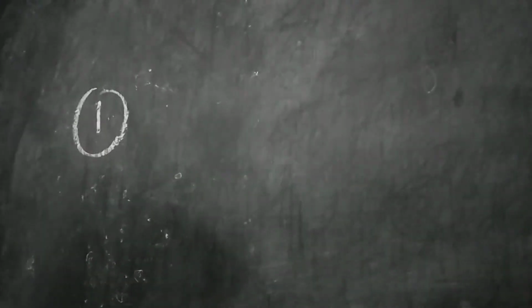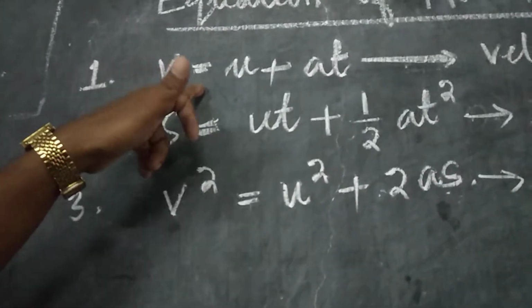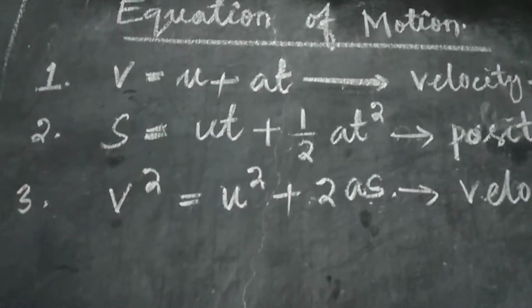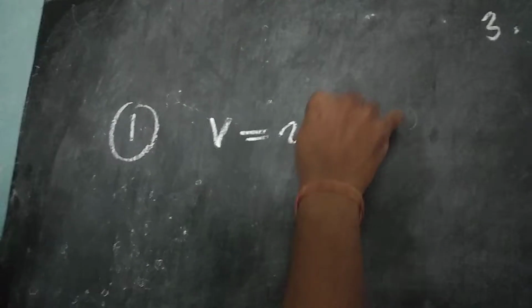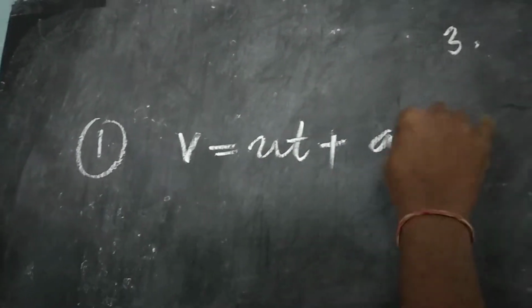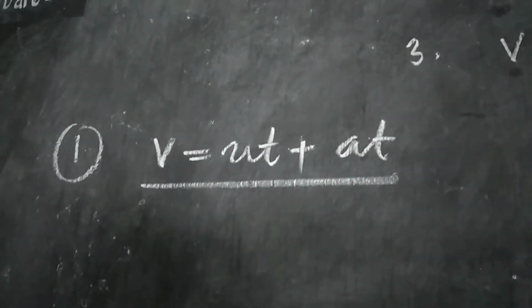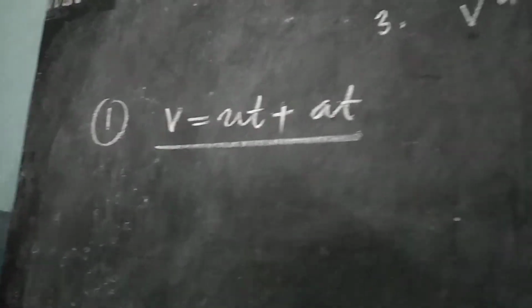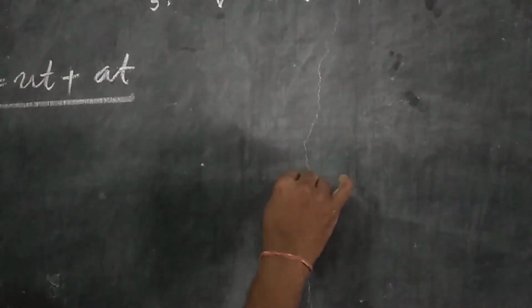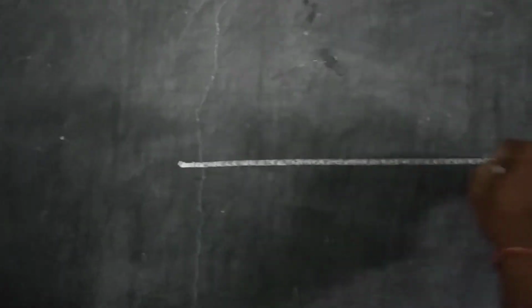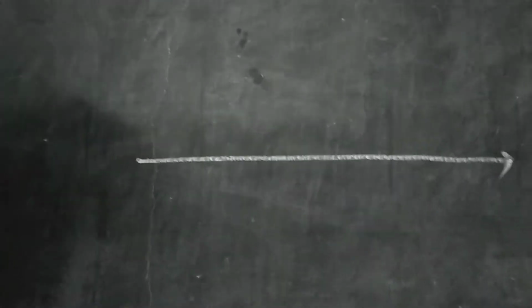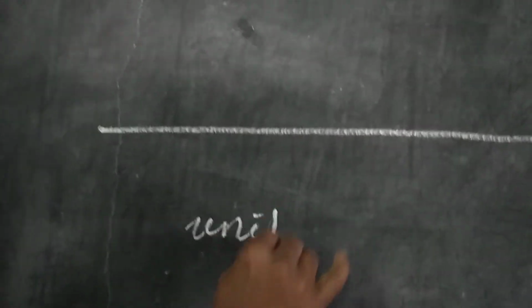First we will discuss the first equation of motion, that is v equals u plus at. For this one we have to draw the graph, because the object is moving with a uniform motion, that is uniform acceleration.